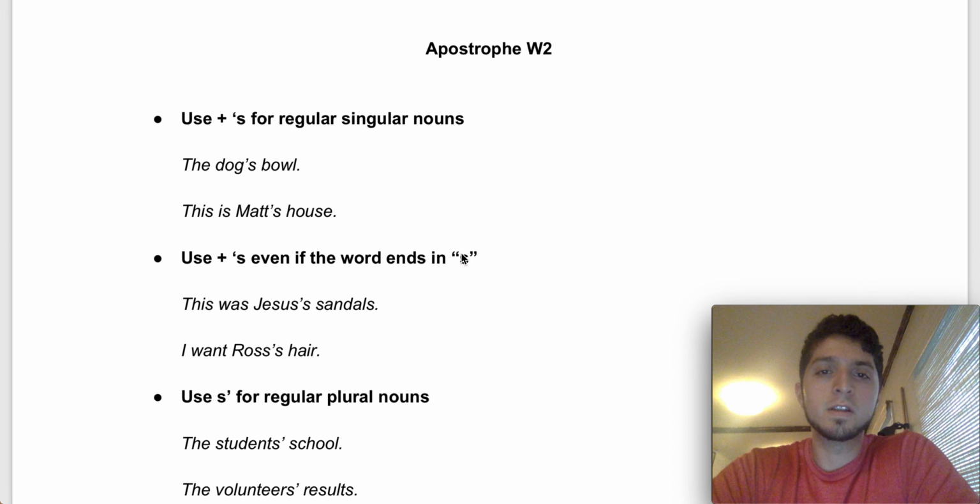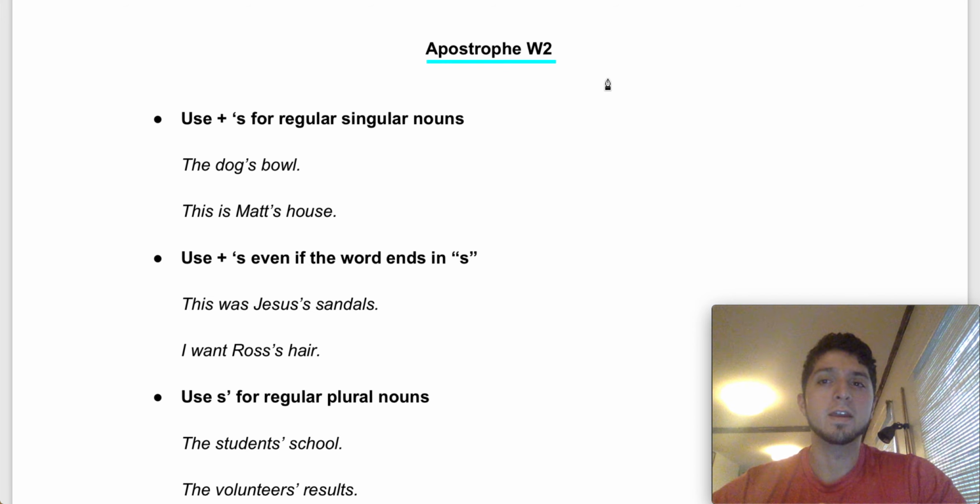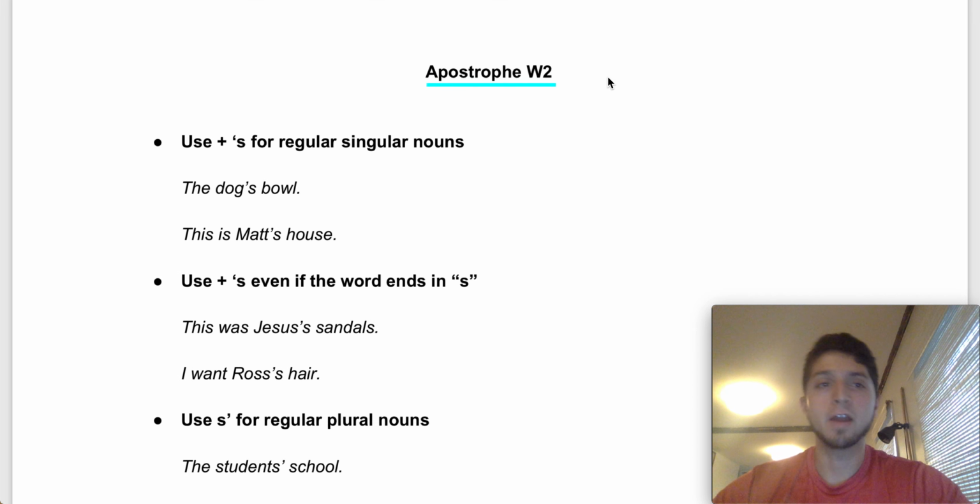So today what I wanted to do is look at another specific writing category, and this time we're going to look at apostrophes, which is W2. This is one of the writing categories, and basically I'm going to be going through each one of these, giving you some very basic bare bones strategies, and going over a couple questions just to give you an idea of how to solve these.